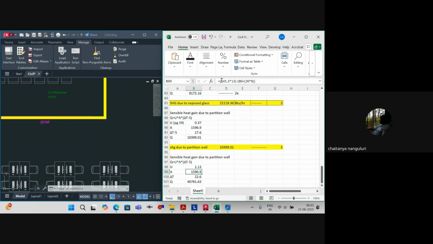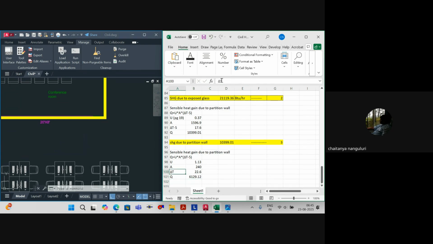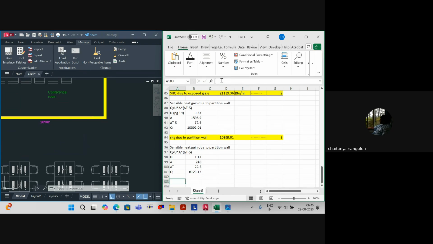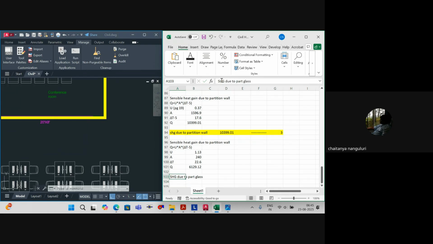Area is how much? 240. And delta T we got it, so automatically I got the Q value. Q is equal to U delta T. So this is nothing but your equation for sensible heat gain due to exposed partition glass. So it is equal to this.